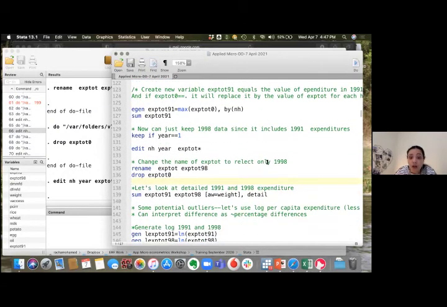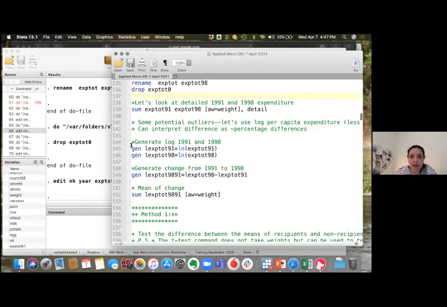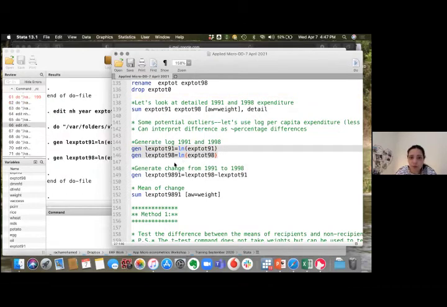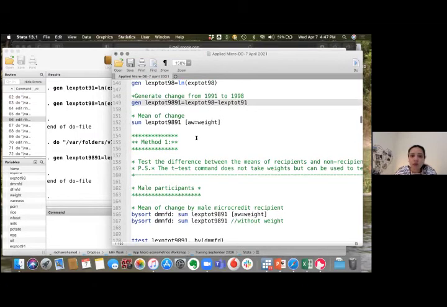Okay, so now we'll create the logarithmic form of these two variables. I will create the difference in log expenditure total 98, 91, which is equal to the difference between the log expenditure for 98 and the log expenditure for 91. Now I have this variable showing me the difference between the total expenditure in 98 and total expenditure in 91, which can be simply because of time.